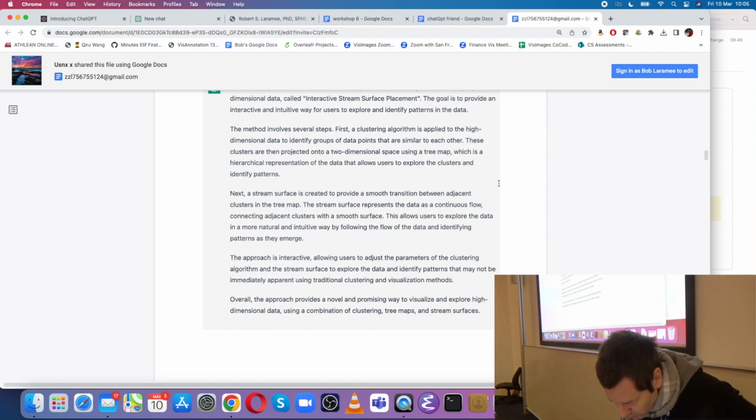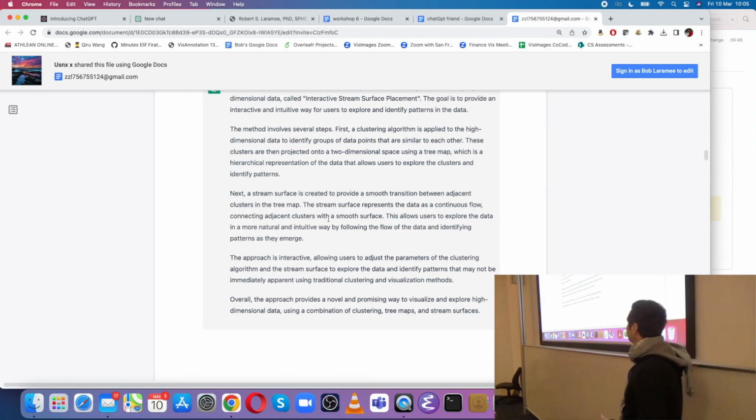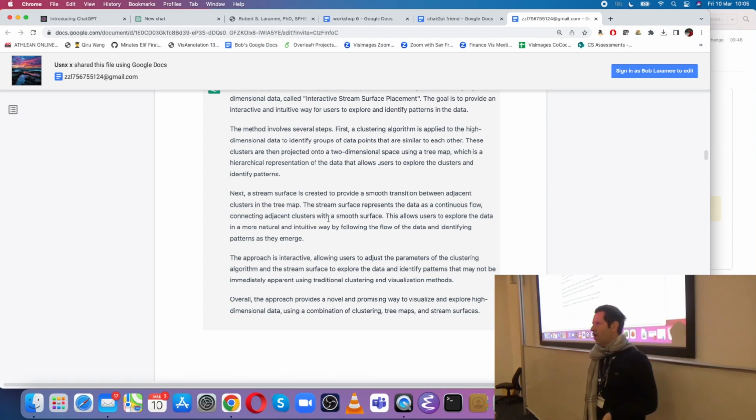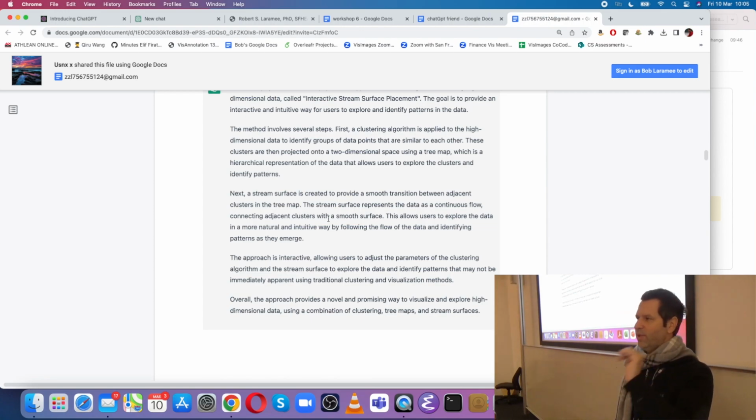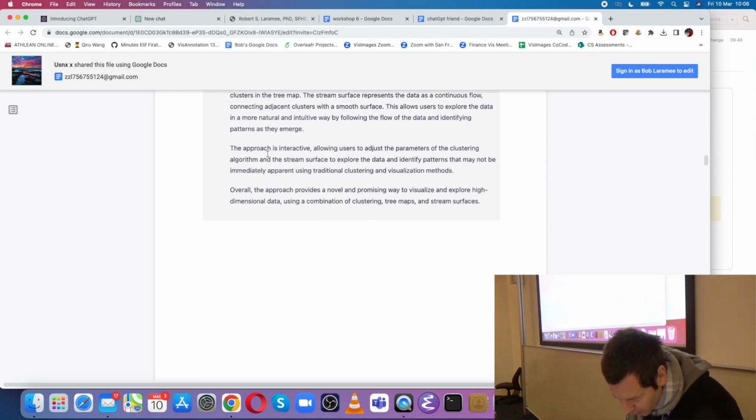Next, a stream surface is created to provide us... Okay, I don't understand why it's giving this information. It sounds interesting, it looks correct, but it's not. It's just noise. It's just like putting a bunch of words out. Okay, it's repeating itself here, right? Yeah, it's repeating itself.